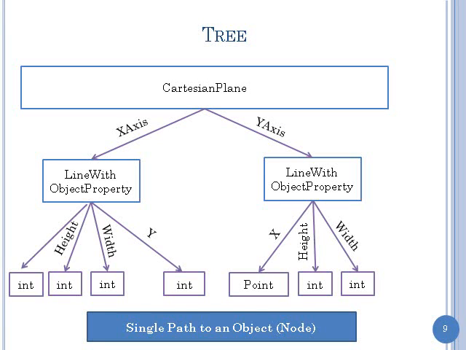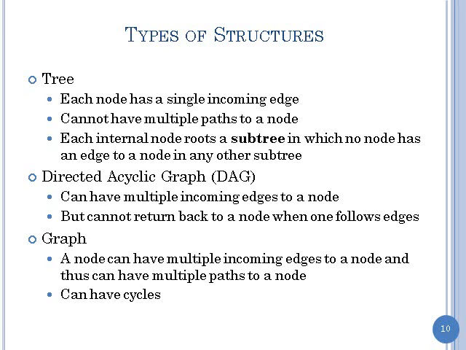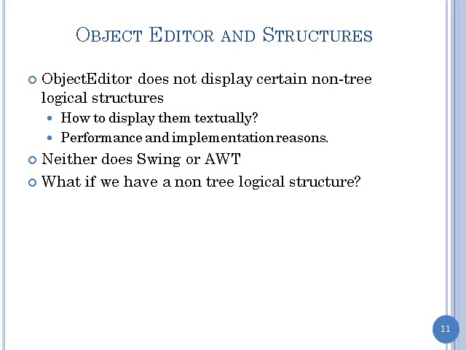And a tree is, again, something which has only a single path to an object. Okay, so this is just saying in text what we already said. In a tree, each node has a single incoming edge, and in a directed acyclic graph, you can have multiple incoming edges to a node, but you can't return back, and in a graph you can return back. So ObjectEditor does not display certain non-tree logical structures. ObjectEditor wants your logical structure to be a tree.